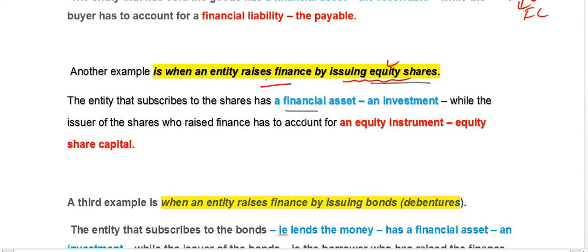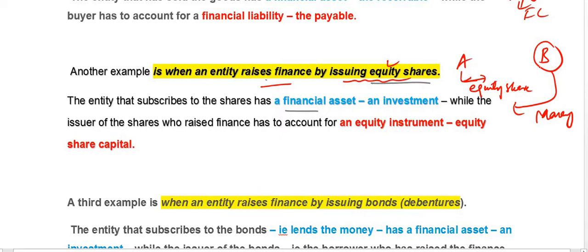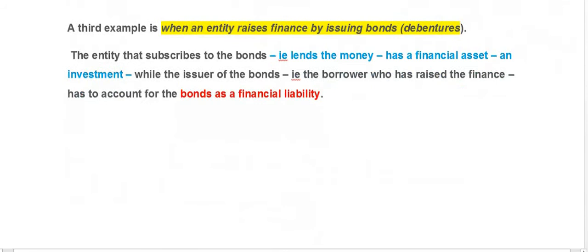Let's say we have two entities, A and B. Party A wants money, they want to raise finance, so they issue equity shares. Now party B, the second entity, invests in these equity shares, meaning they pay some money. So for party A, this is an equity instrument, and for party B, this is a financial asset because they made an investment. So this is another example. Hope it is clear now.